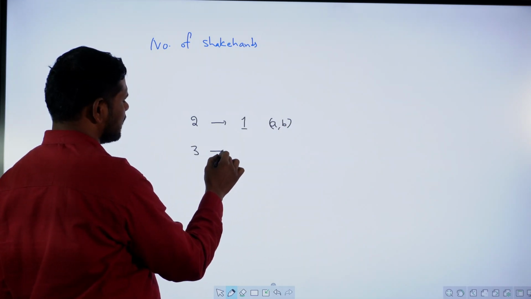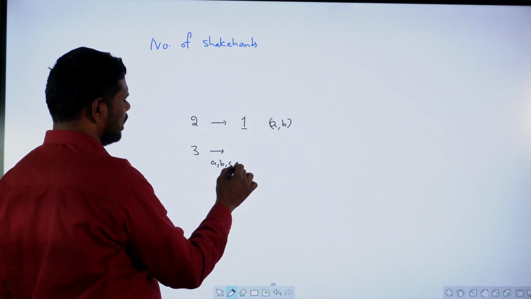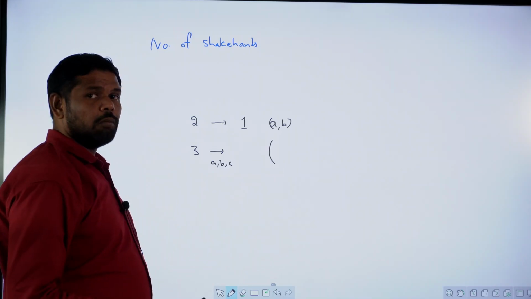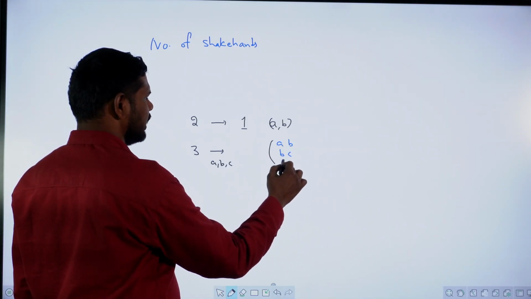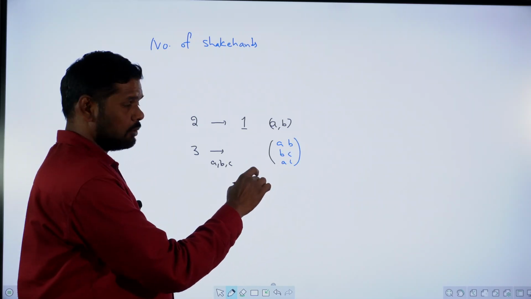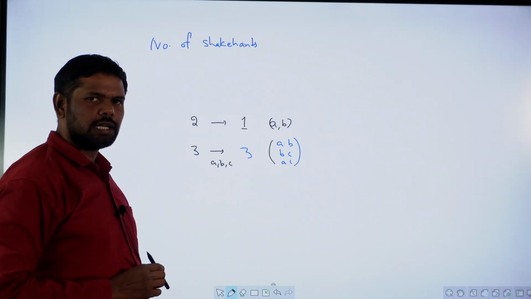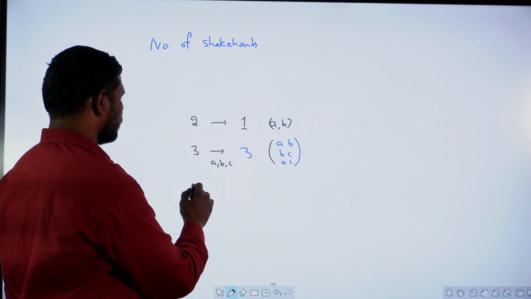Suppose 3 persons are there: A, B, C. How many shake hands are possible? A shakes hands with B, B with C, A with C. 3 shake hands are possible. Is that clear or not? So suppose 4 persons are there.